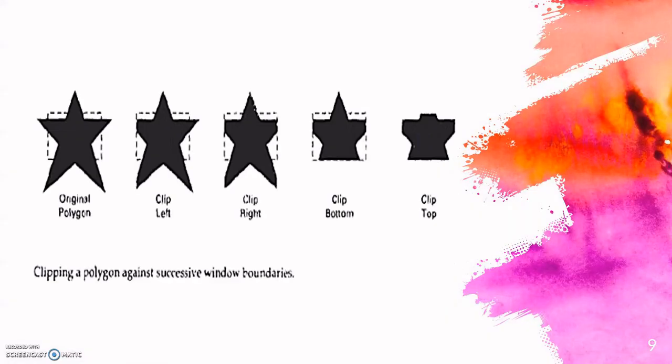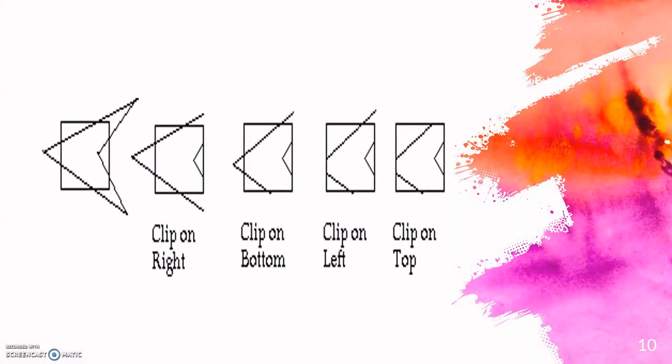Let's see through a figure. This is the original polygon which we have. First we clip at the left portion, then we clip at the right portion, then at the bottom portion, then at the top portion. So this is how polygon clipping is performed by edge. We'll be clipping against each successive window boundary. I'll be showing another example, when we clip on right, when we clip on left.